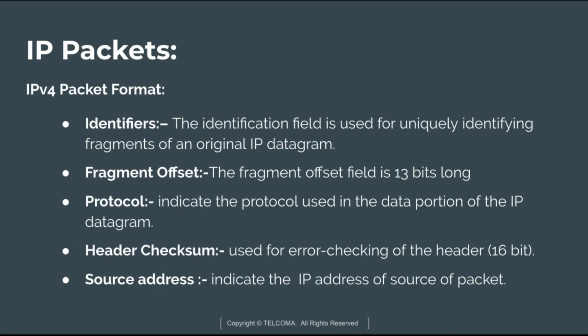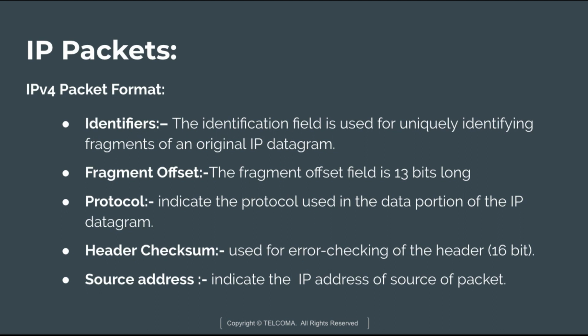Next is identifier. This identifier field is used for uniquely identifying the fragments of an original IP packet. It means if the IPv4 packet has some fragments, then this identifier field will distinguish these fragments from the other packets. Next is fragment offset. This is a 13-bit long field and it is used to define the position of the fragment in the IPv4 packet. Next is protocol. This field is used to indicate the protocol that is used in the data portion of the IP packet. So protocols like TCP or UDP are defined in this protocol field.